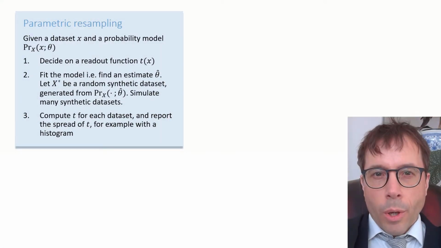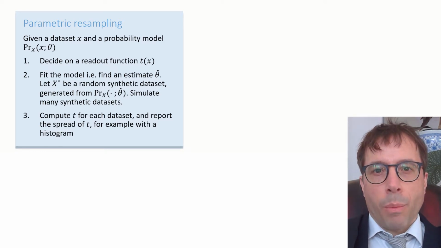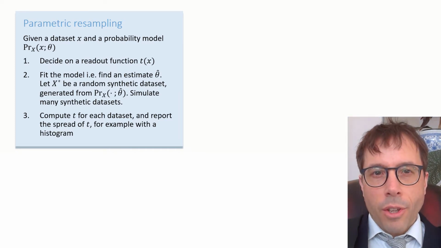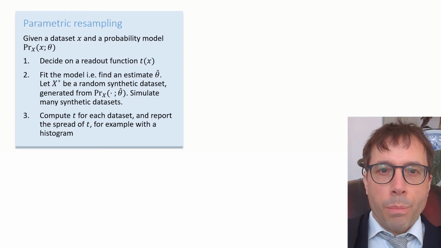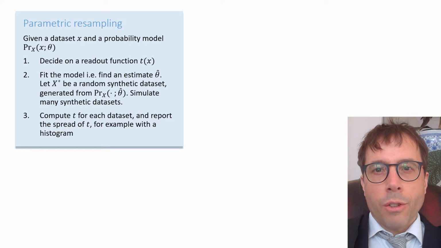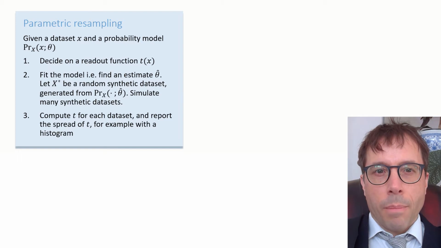Before simulating, we're going to decide on a readout function. In this case, the readout we were after was estimated rate of temperature increase. In other words, we want to read out the maximum likelihood estimate for one of the parameters of our model. Next, we fit the model, i.e. we find maximum likelihood estimates for all its parameters. And then, to generate a new synthetic dataset, we just sample from the probability model that we just fitted. Nothing could be simpler. Finally, we want to report the spread of our readout function. We can just simulate many synthetic datasets, evaluate the readout function on each of them, and plot a histogram.